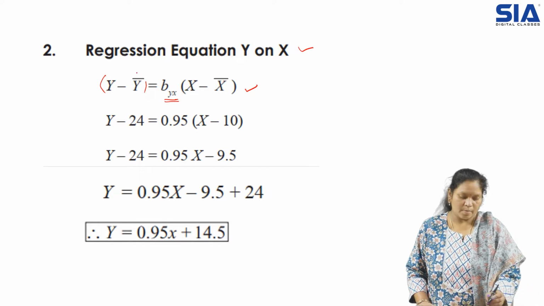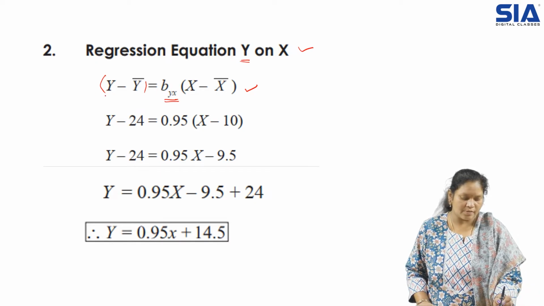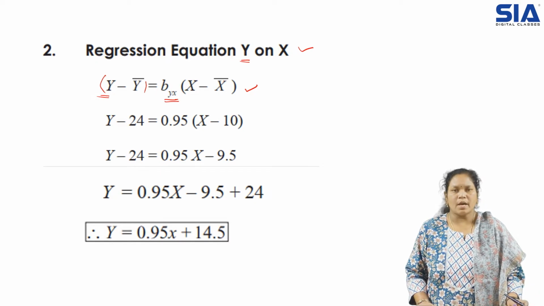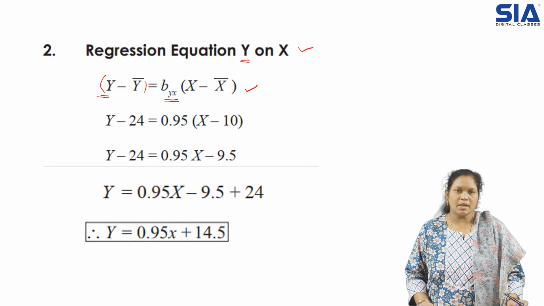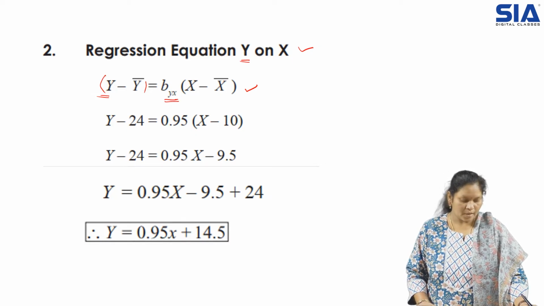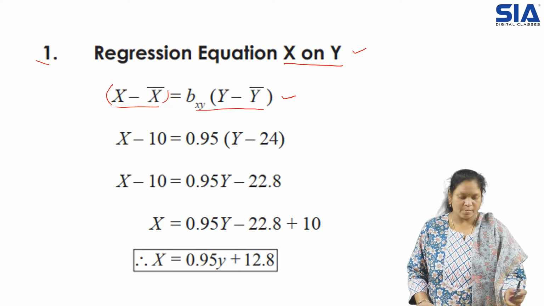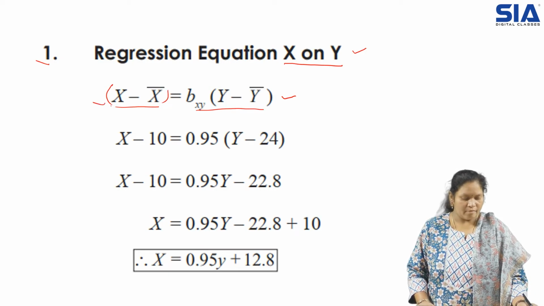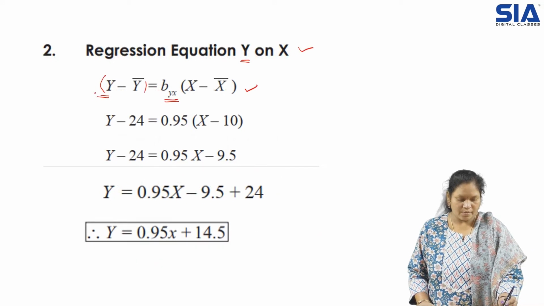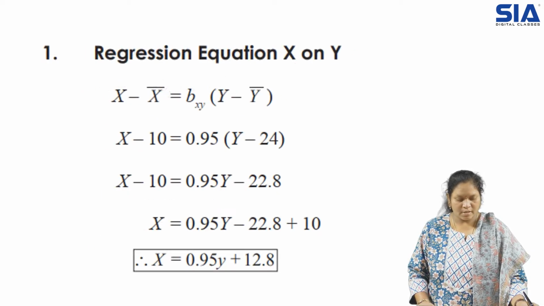The regression equation y on x formula is y minus y bar is equal to byx into x minus x bar. Check it out, this byx and bxy also will differ here. If it is y on x, start with y minus y bar. It's the same formula but the values will differ. For x on y, you start with x minus x bar, and for y on x, you start with y minus y bar.